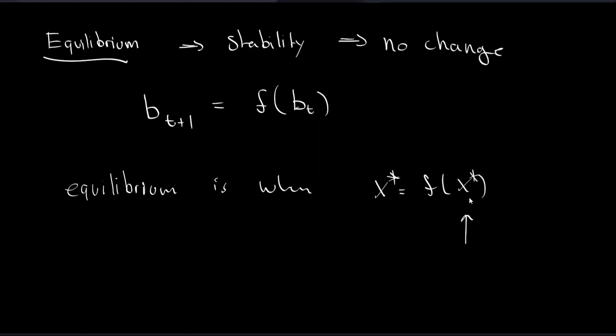The equilibrium is such that if you're at the equilibrium and you check what happens tomorrow, or the next day, or the next minute, or the next year, it's going to be there. It's going to stay there. That's what the equilibrium means. And we denote that with x star. So x star right here, that's the equilibrium.